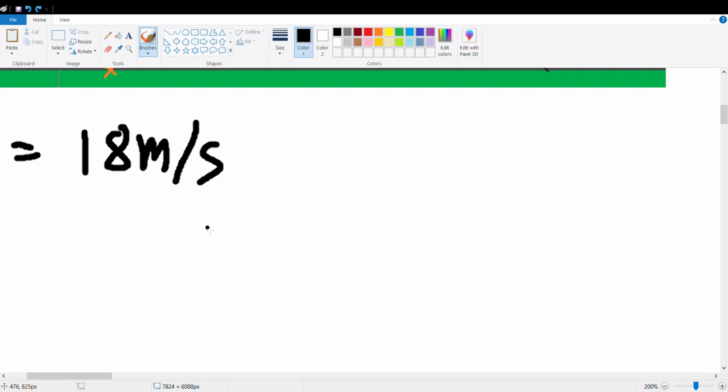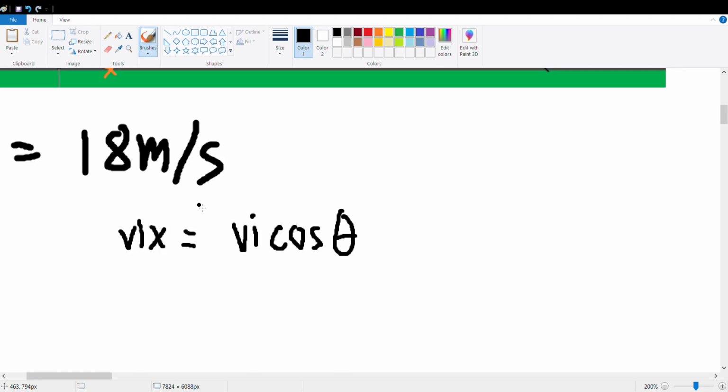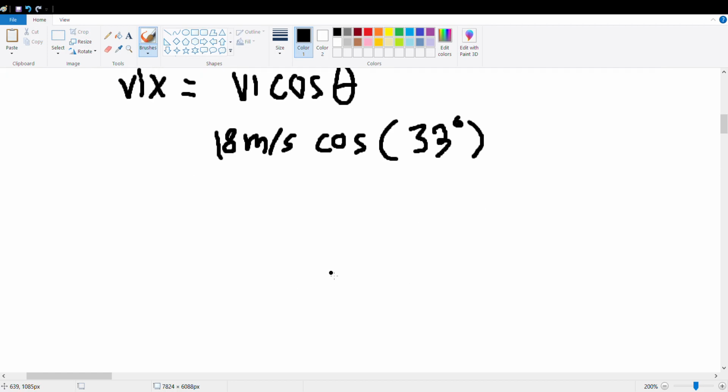Since we already have the initial velocity, we're going to use Vi cos theta for Vix. So Vix is 18 meters per second times cos of the 33-degree angle. For some reason I can't pronounce 33 degrees. Anyways, that will give us 15.10 meters per second, I'm pretty sure.